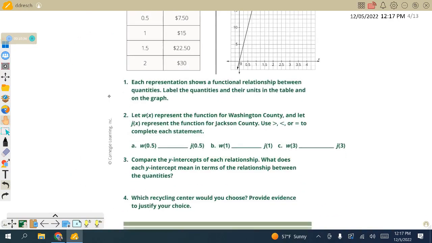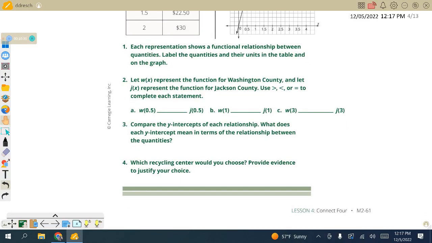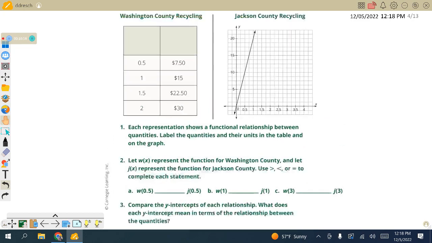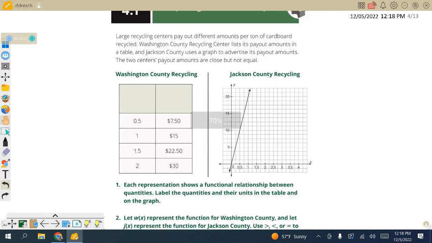Down here, the questions that we want to get to in just a moment is do some comparisons, just like we did. We want to compare how 0.5 compares to 0.5. We want to compare the y-intercepts. And then we're going to use our greater than, less than, or equal to symbols. Before we do that, let's take a look at what is going on here.